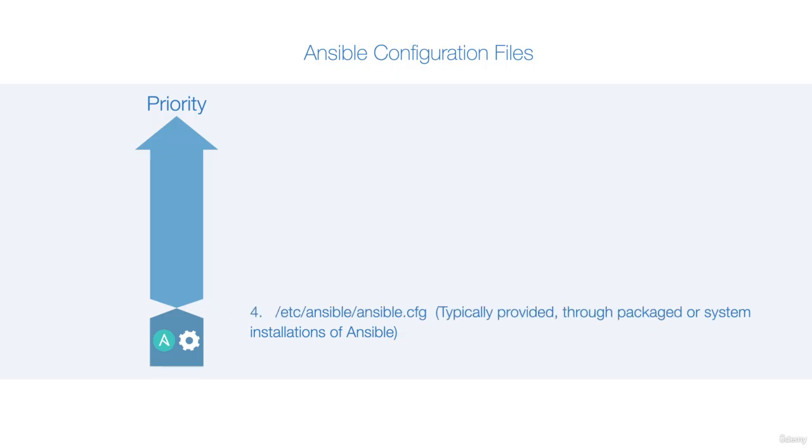The lowest priority is the /etc/ansible/ansible.cfg configuration file, and this location is typically used when Ansible is installed via a system installation. So for example, on Ubuntu, if you used an apt install ansible, or if you were using a RHEL, CentOS or AWS Linux system by doing a yum or a dnf install ansible. I've seen this cause confusion in the past, as sometimes users are not aware of this and wonder why Ansible isn't working as they would expect. And the reason being, it's actually referencing this configuration file.